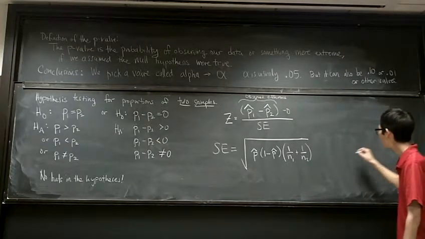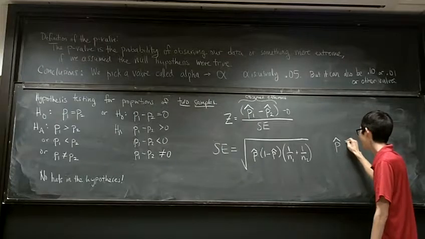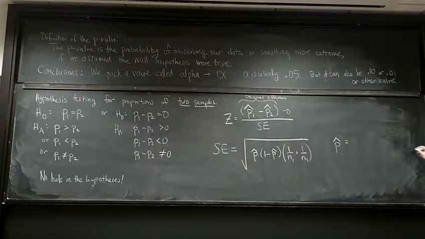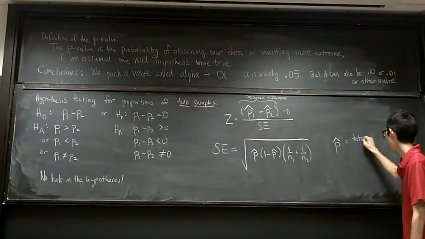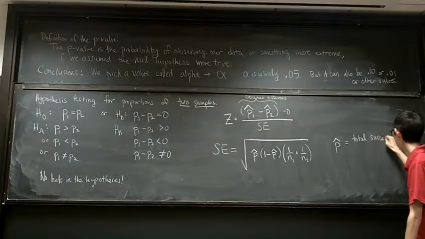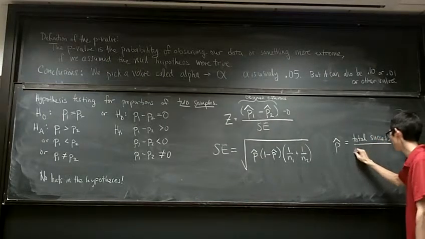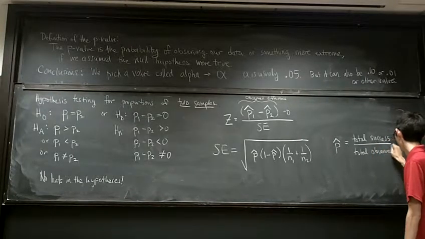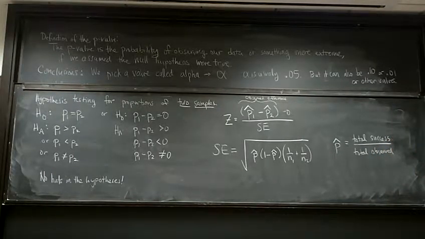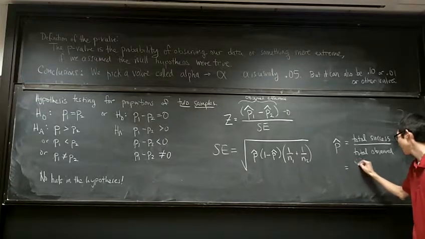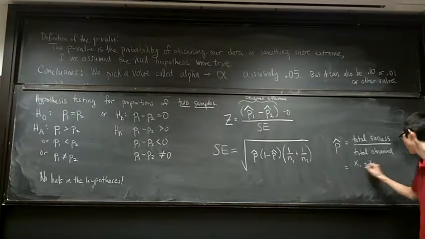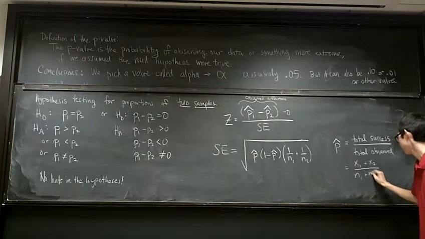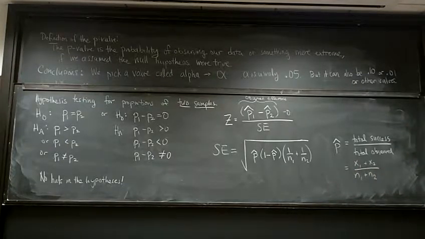But wait, there's more. p hat equals total success divided by total observed, or in other words, x1 plus x2 over n1 plus n2. And that's it.